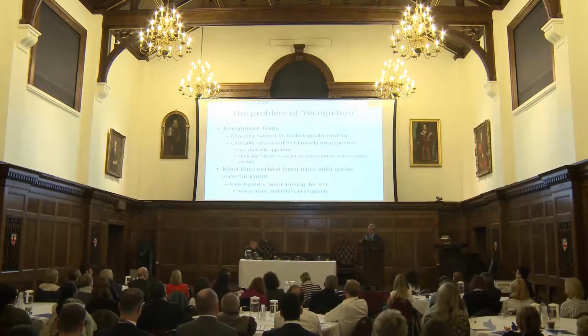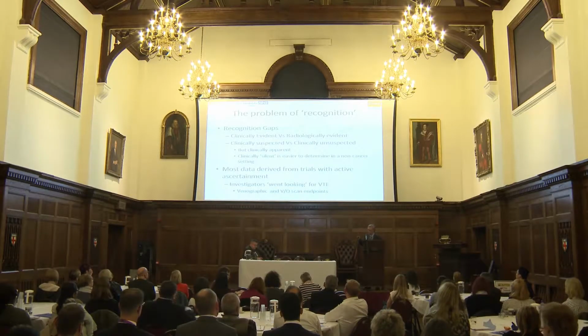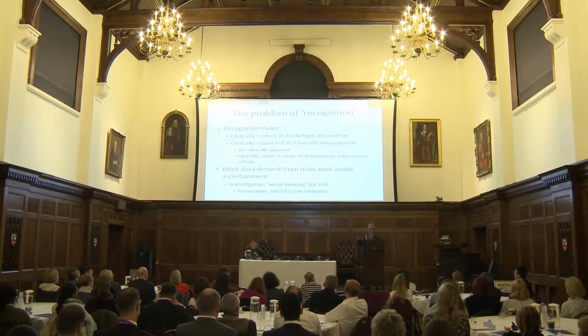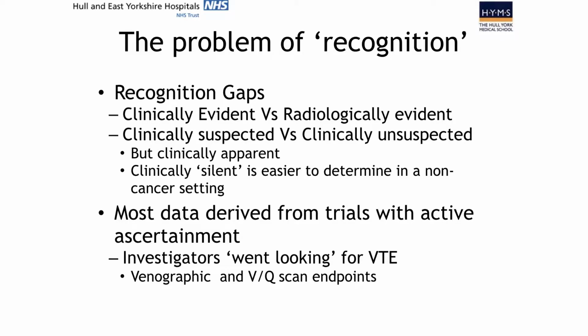But it's very, very difficult in a cancer patient who's got multiple metastases, pleural effusions, lung cancer particularly is a difficult one, and they also have anemia and all the other things that happen with chemotherapy, to say that that's a clinically silent clot. How do you do that? And most data derived from trials with active ascertainment go back to the 80s and the 90s, and that's why we know the data shown earlier and what AJ said earlier.